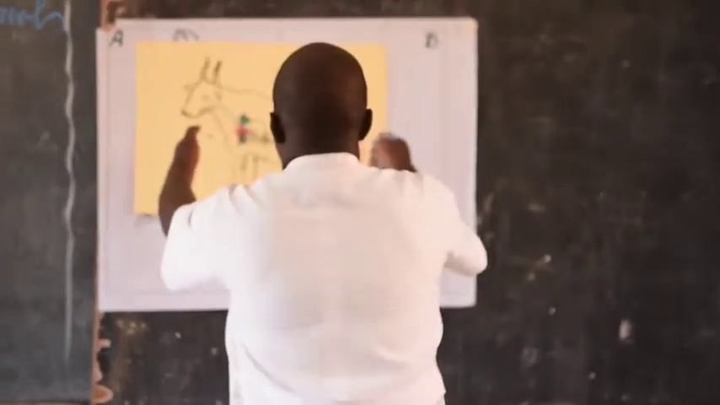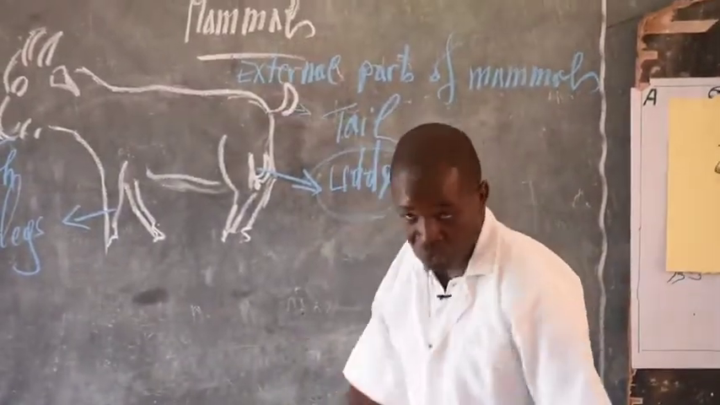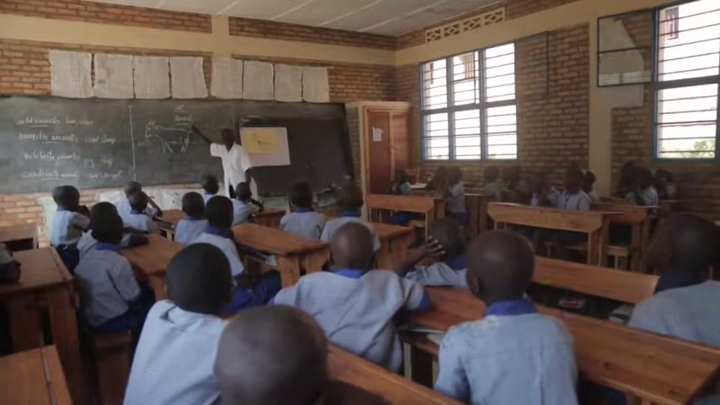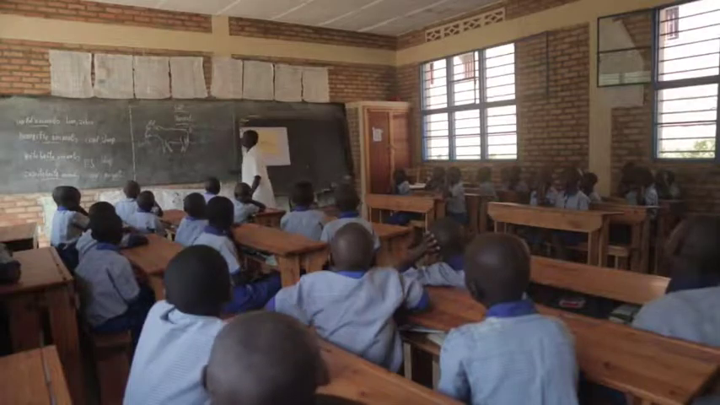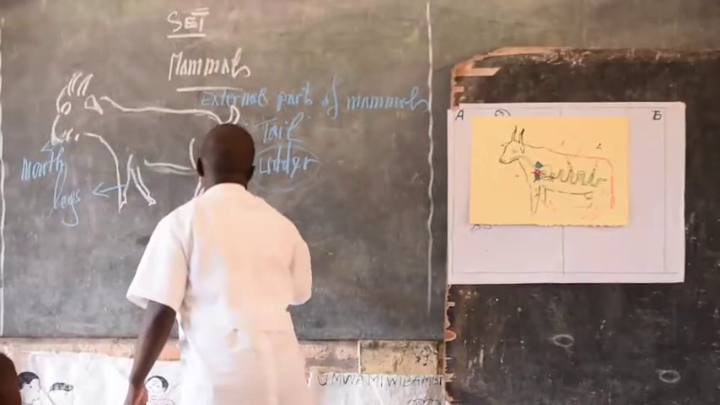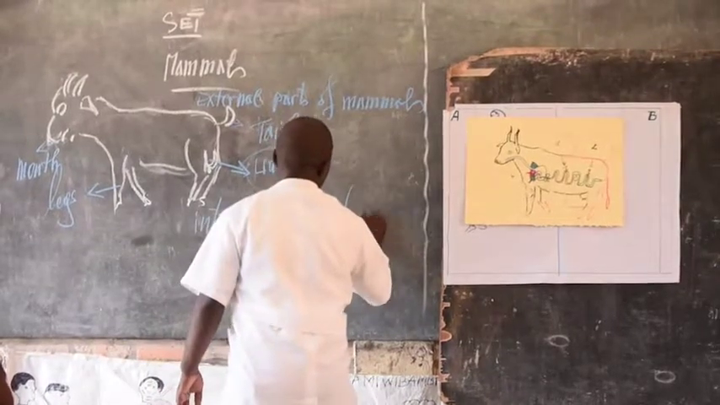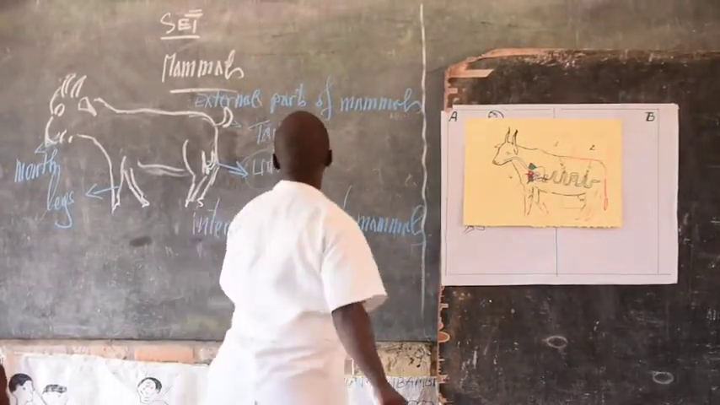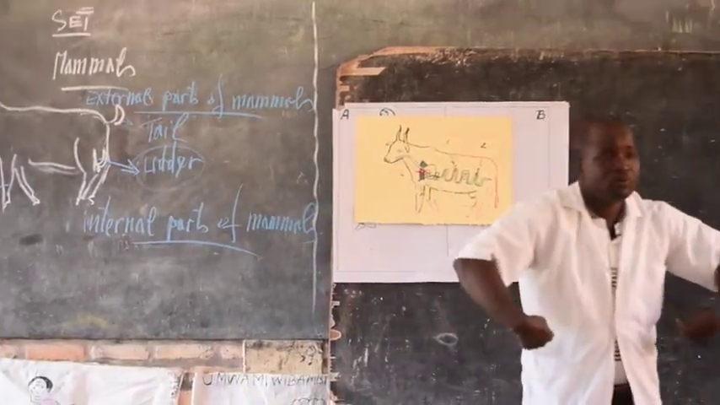Now, this is a cow. Is a cow a mammal? Yes or not? Yes. Good. Cow is a mammal. And it has this inside part that we may call internal parts of mammals. Ibice biri imbere noneho. Are we together?